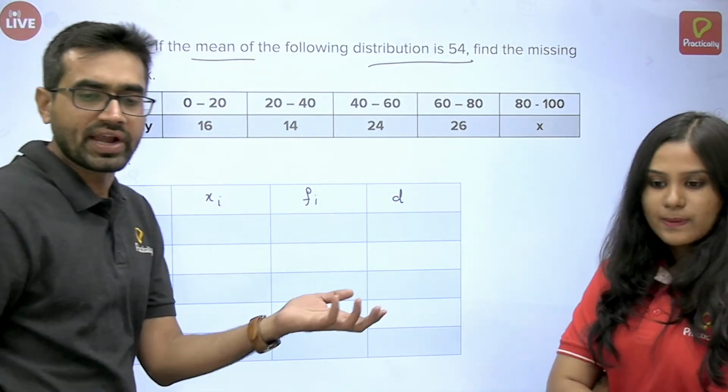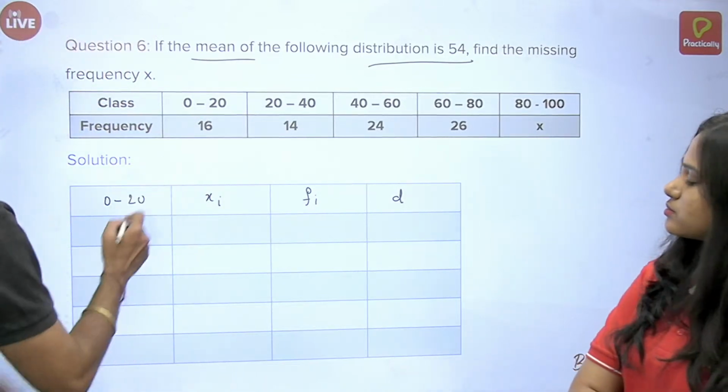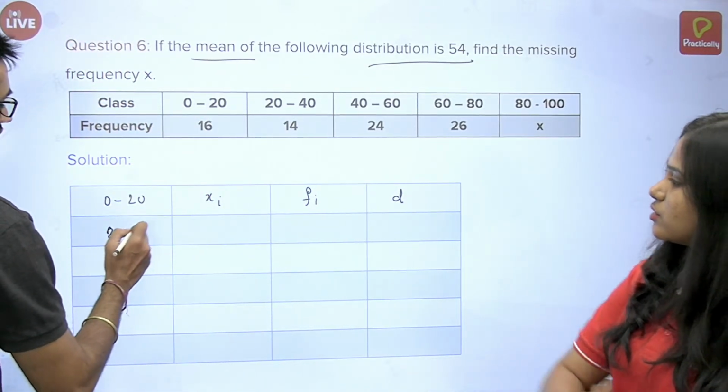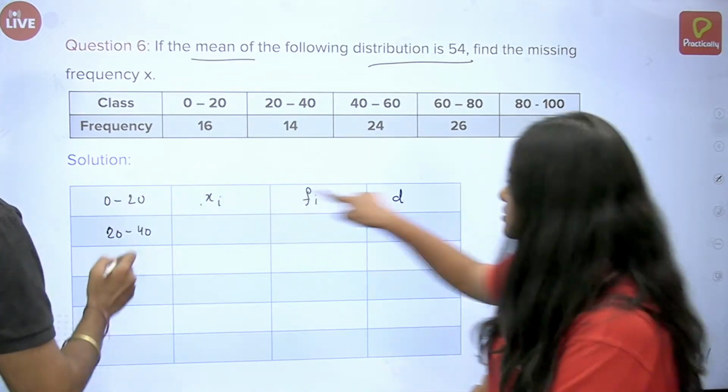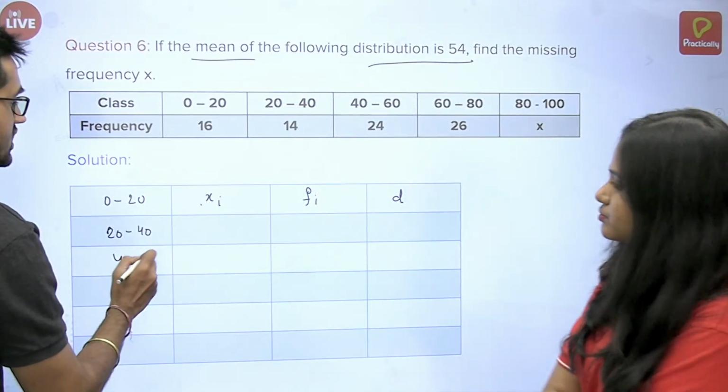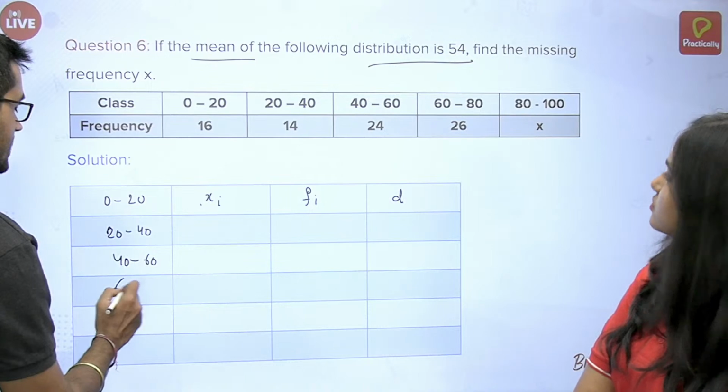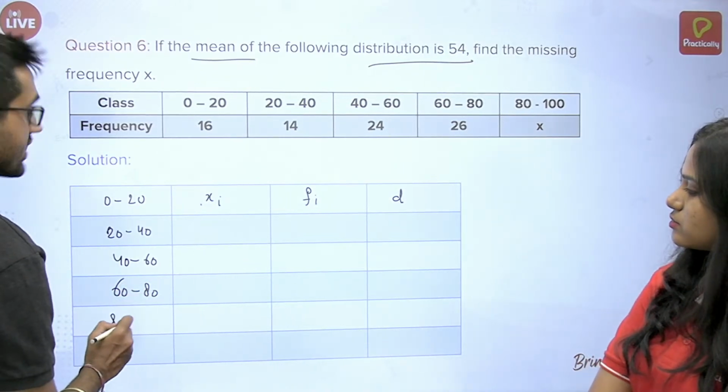Okay, I will not decide right now. I will go and check the values. So I will see that this is 20 to 40. This is the class interval, right? So this is 40 to 60, this is 60 to 80, and 80 to 100.